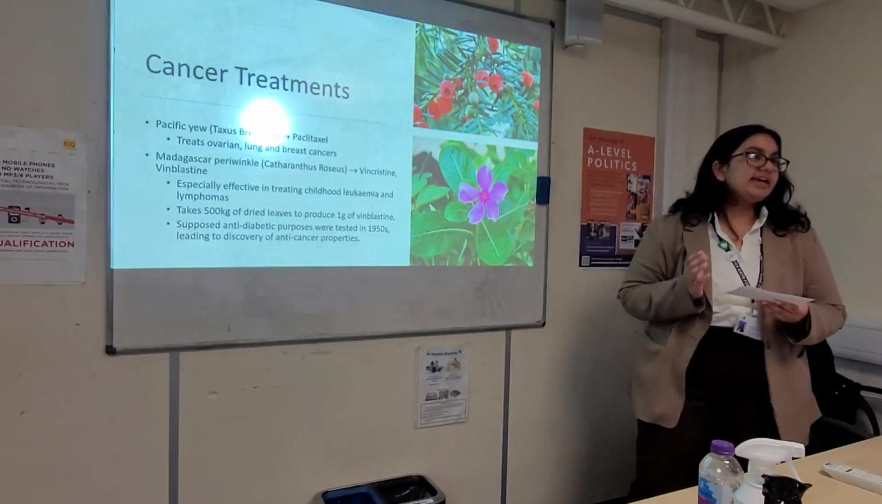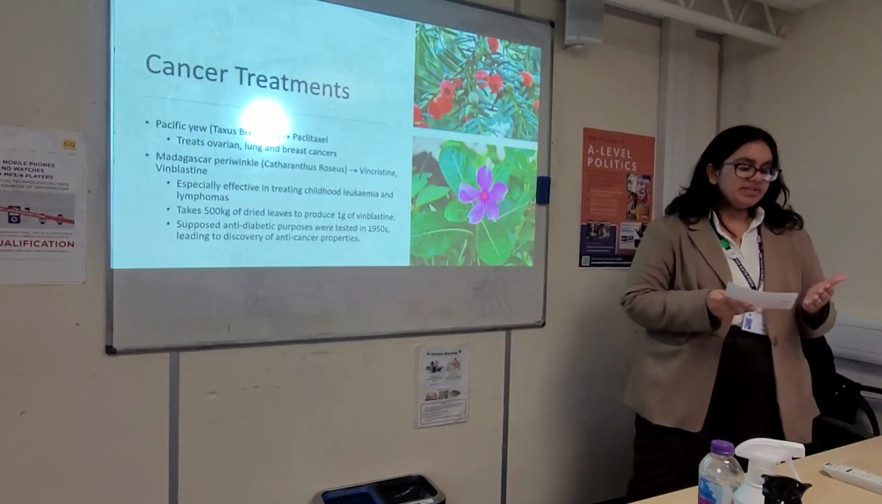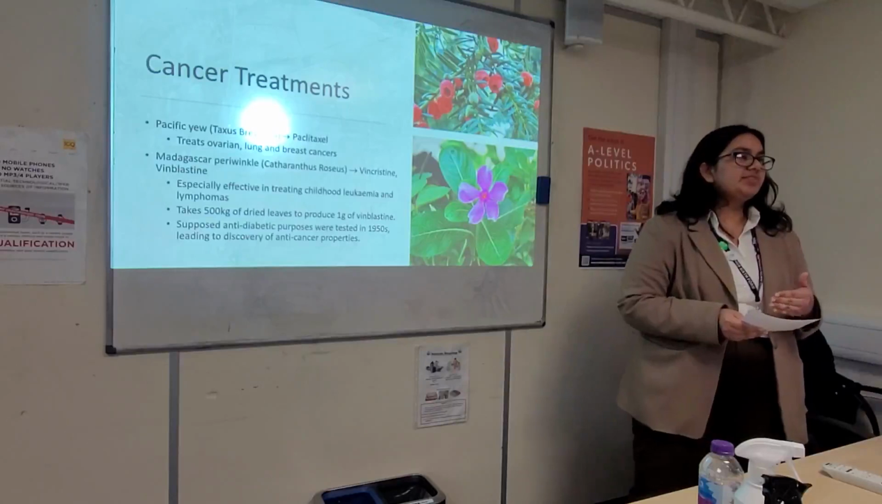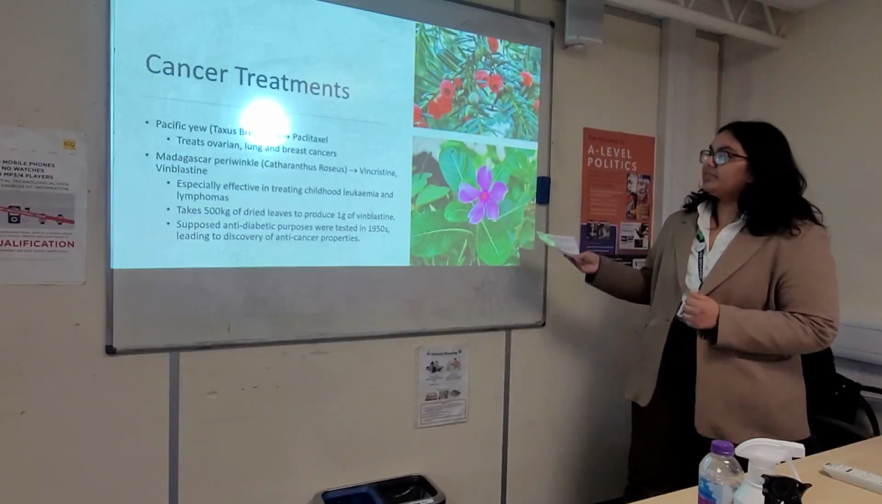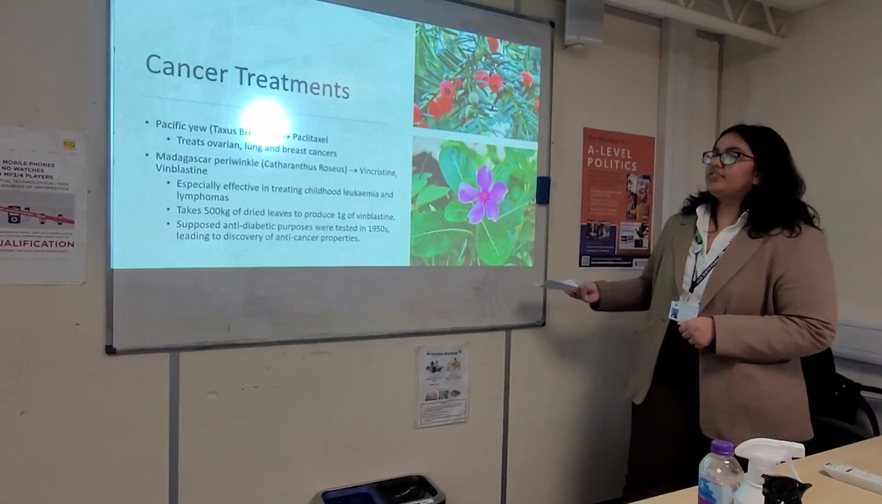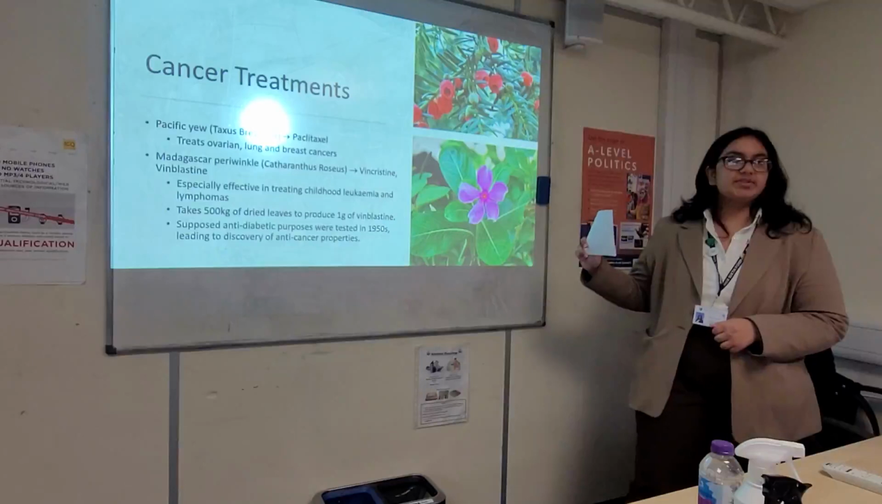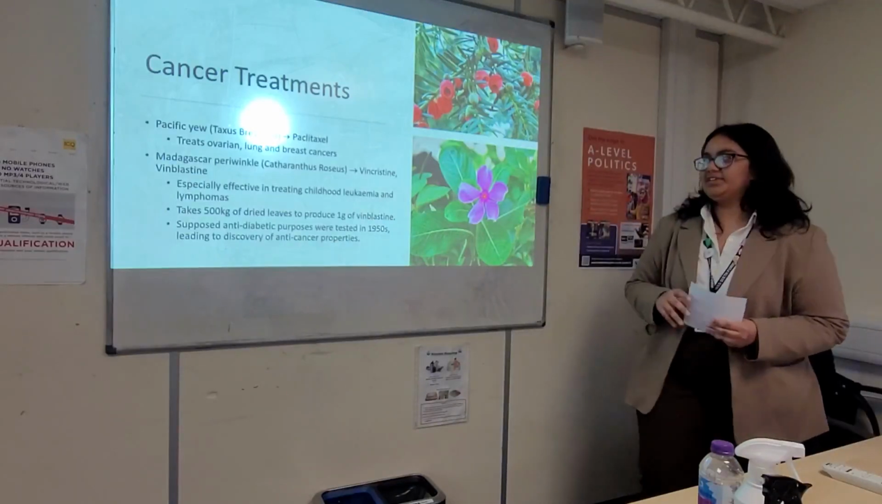It was discovered in the 1960s as one of the best drugs for cancer treatments because it had a success rate of 75 to 80% and above. And a bit after that, we discovered the drugs vincristine and vinblastine from the Madagascar periwinkle, which grows quite abundantly in areas like India, as I know from my own personal experience.